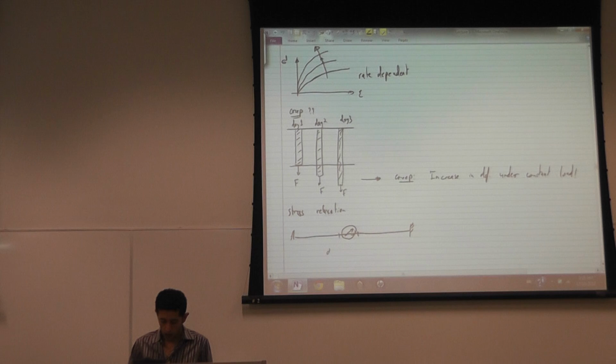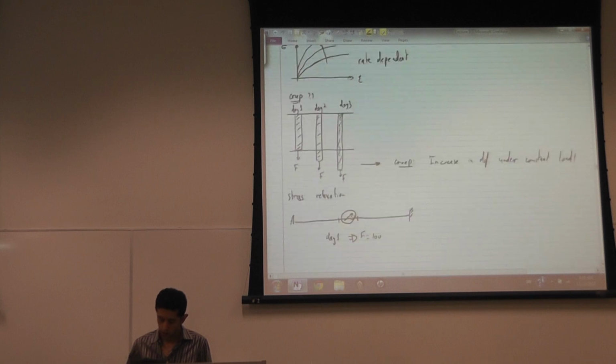And then day 1, the force is equal to 100, for example, units. And then day 2, the force is decreasing, it's 90. This decrease in force under constant deformation is called stress relaxation.